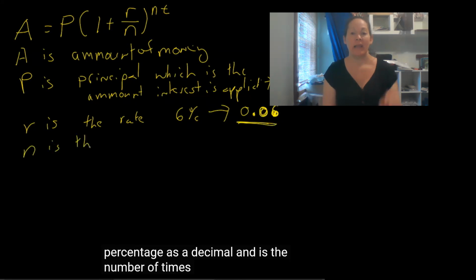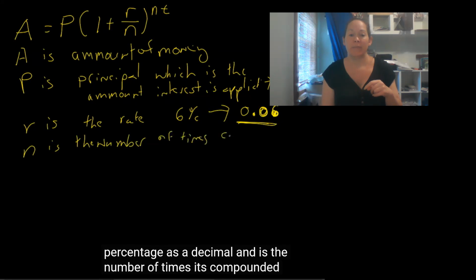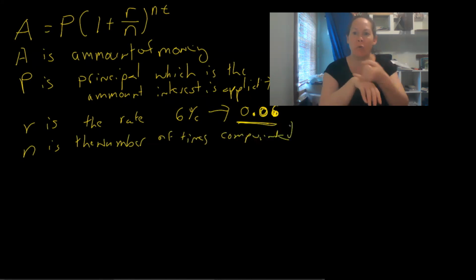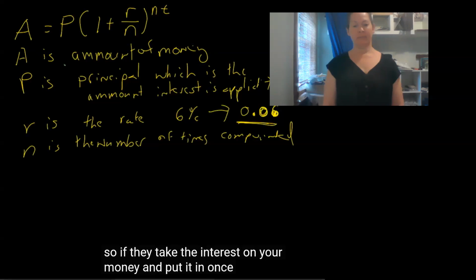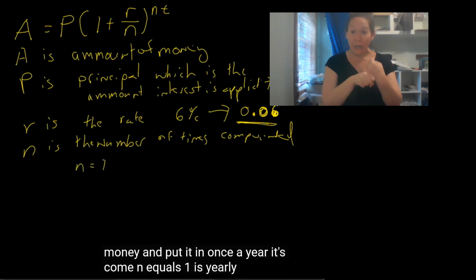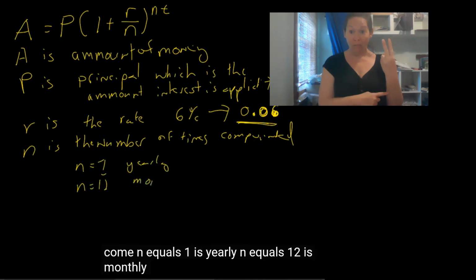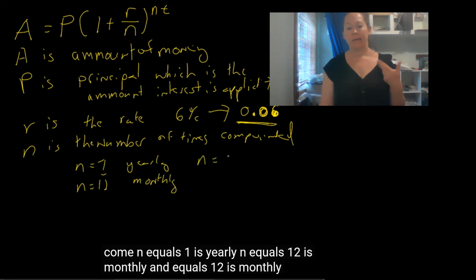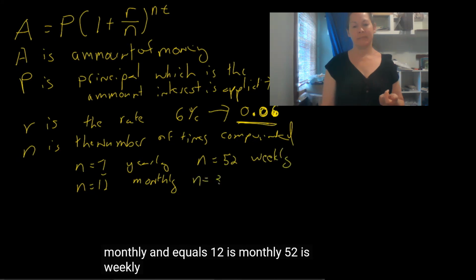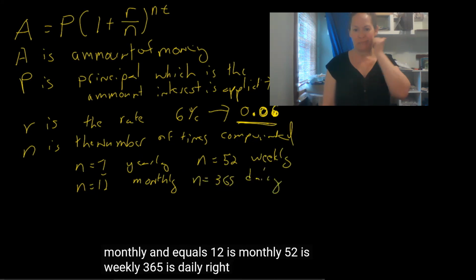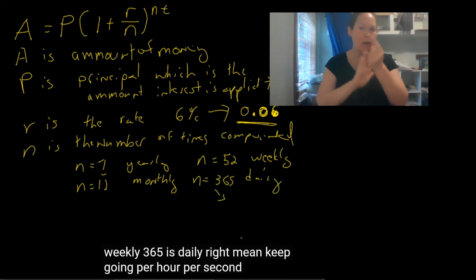n is the number of times it's compounded. So if they take the interest on your money and put it in once a year, n equals 1 is yearly. n equals 12 is monthly, 52 is weekly, 365 is daily. And you can keep going, per hour, per second.